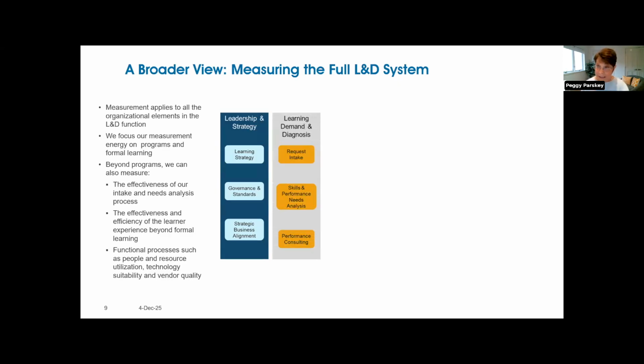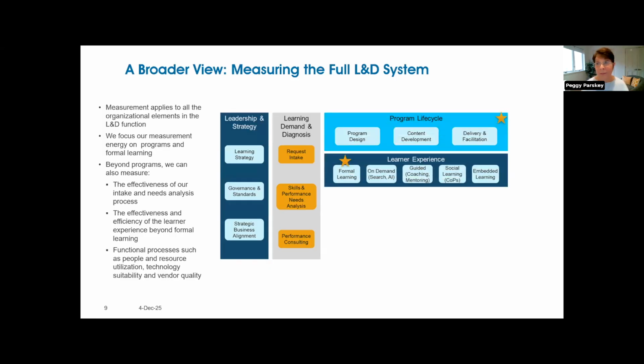But then when we look further, we do have a whole set of processes and organizations on learning demand and diagnosis, which includes intake requests, how we analyze skills and performance, and how we use things like performance consulting to get to the root cause and to understand whether learning is actually going to play a role in improving this performance. And not everything, as we know, is a learning issue, and we need to be able to weed those things out. So we can look at that and we can measure whether that is working.